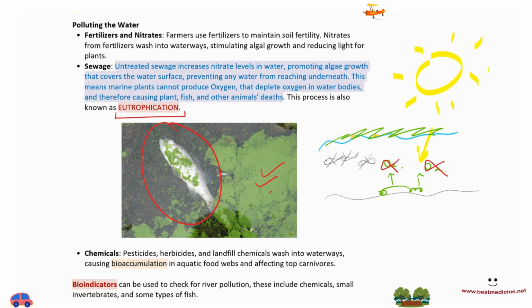So let's have a look in the notes. Fertilizers and nitrates. Farmers use fertilizers to maintain soil fertility. Nitrates from fertilizers also wash into waterways, stimulating algae growth, reducing light for plants. Untreated sewage increases nitrate levels in the water, promoting again algae growth, which covers the water surface. When it covers the water surface, it prevents sunlight from reaching underneath, and this means that marine plants cannot produce oxygen. This depletes the oxygen in water bodies and therefore causes plant, fish, and other animal deaths.